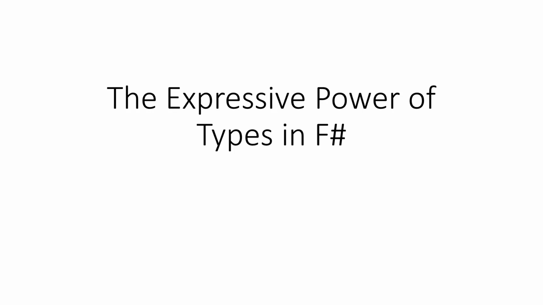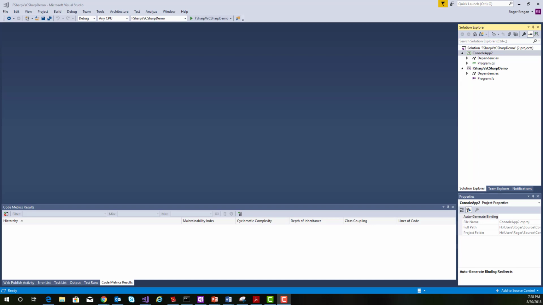Hello, this is Roger Brogan, and this is a video about the expressive type system in FSharp and comparing it a little bit to C#. So the setup here for this demo is just a regular Visual Studio solution.